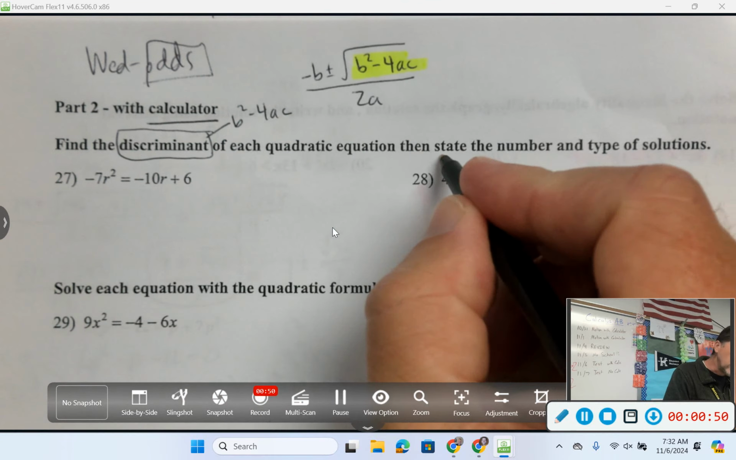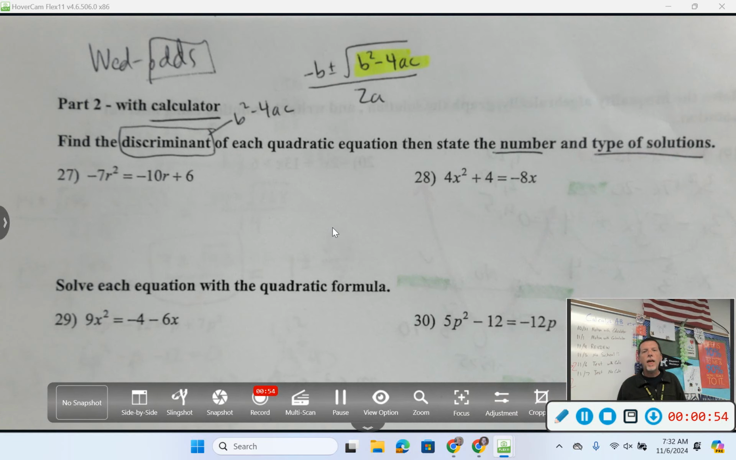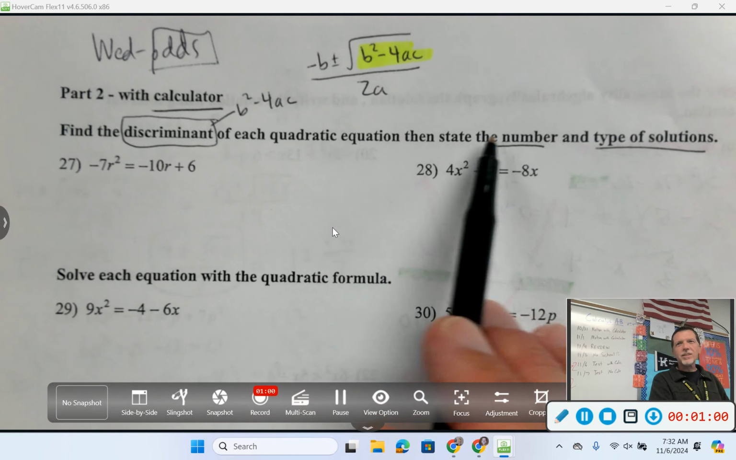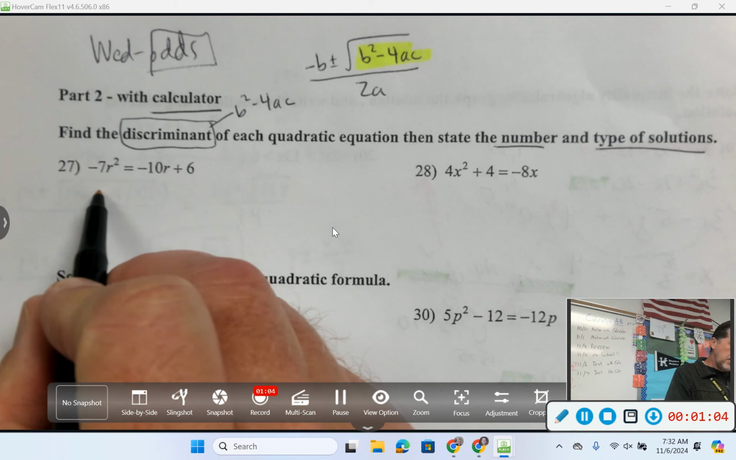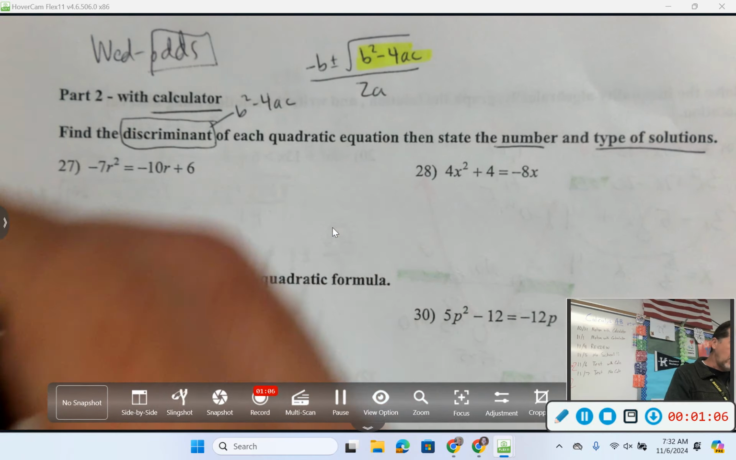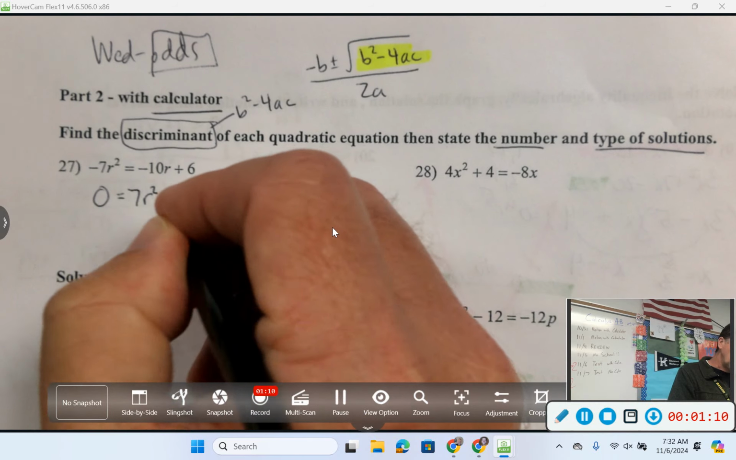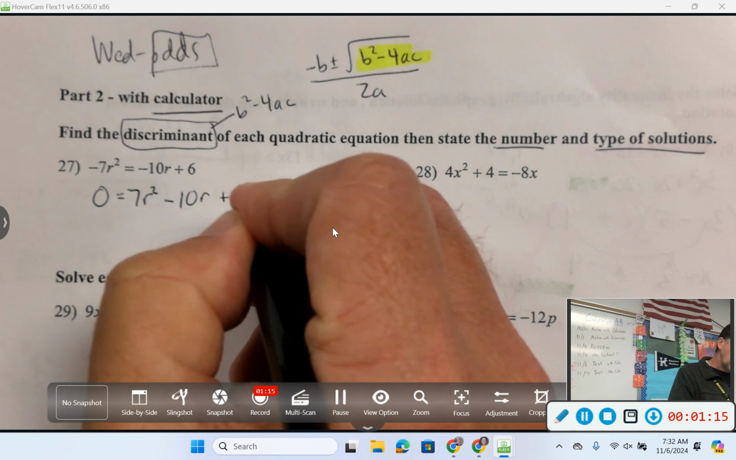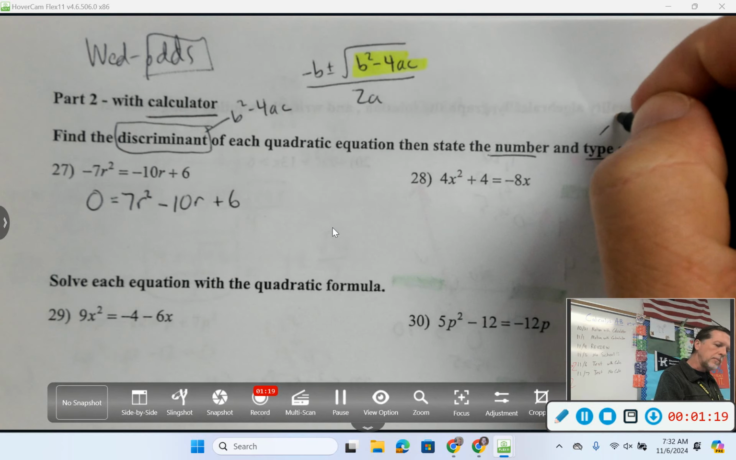And it tells you the number and type of solutions. And you don't even have to really memorize that. If you know the quadratic formula and you know the discriminant, then you can figure out the number and type of solutions. Let's see. I can't do that until I have it equal to 0. So I'm going to move the 7r squared over to make the a positive. What does it mean type of solution? Is that like imaginary or real? Type means imaginary or real. Yep.